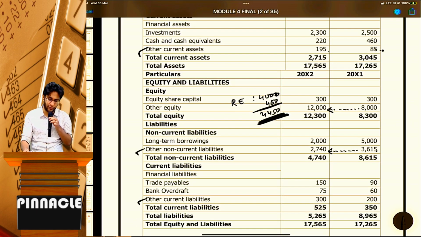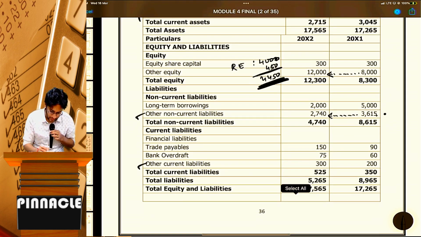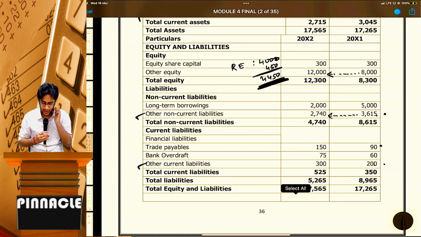Next, coming to other non-current liabilities. 3615 became 2740. Liability decreased means outflow. So how much gap is there? Check out. 875 outflow. Then other current liabilities, sir. From 200 it became 100. Liabilities increased means it's an inflow of 100. Don't forget this trade payable. Trade payable from 90 it increased to 150. 90 to 150, 60. That is also inflow. Check matching or not matching.